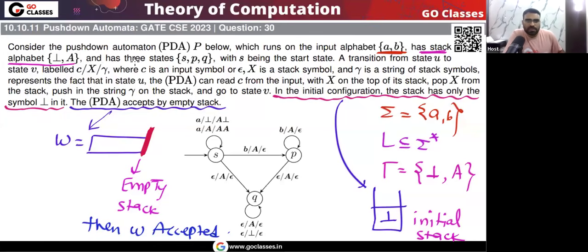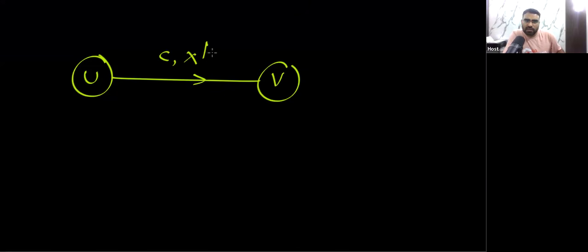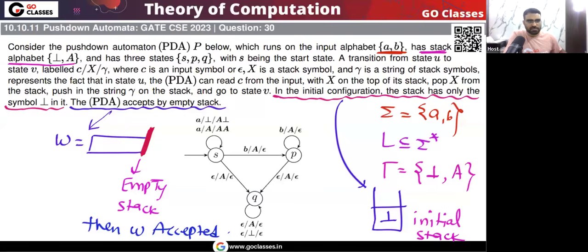Here you can easily see that there are three states, P, Q and S. S is the start state. You can see this S is the start state. Then, a transition from state U to V. The question is saying the transition from state U to V is labeled. What does this mean? From state U to state V, if you have this transition which is labeled C, X, gamma, what does that mean?